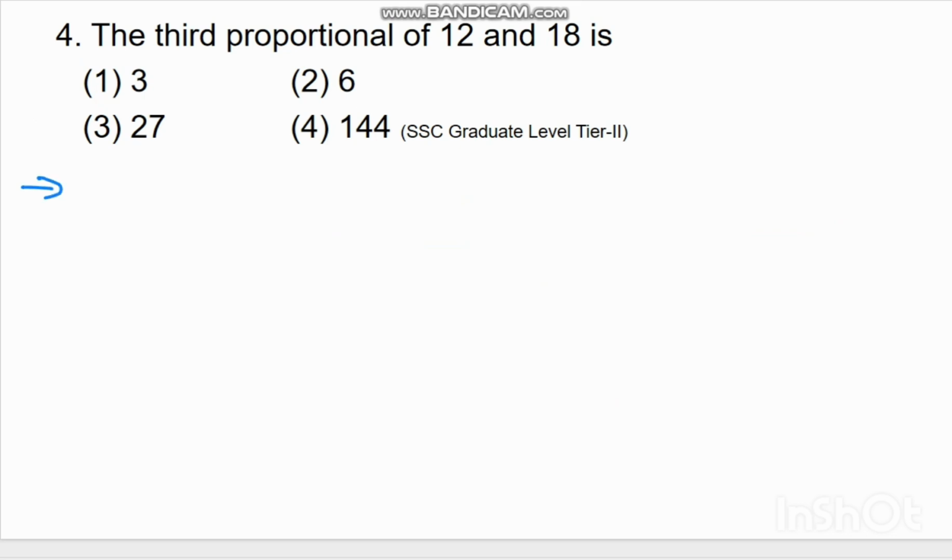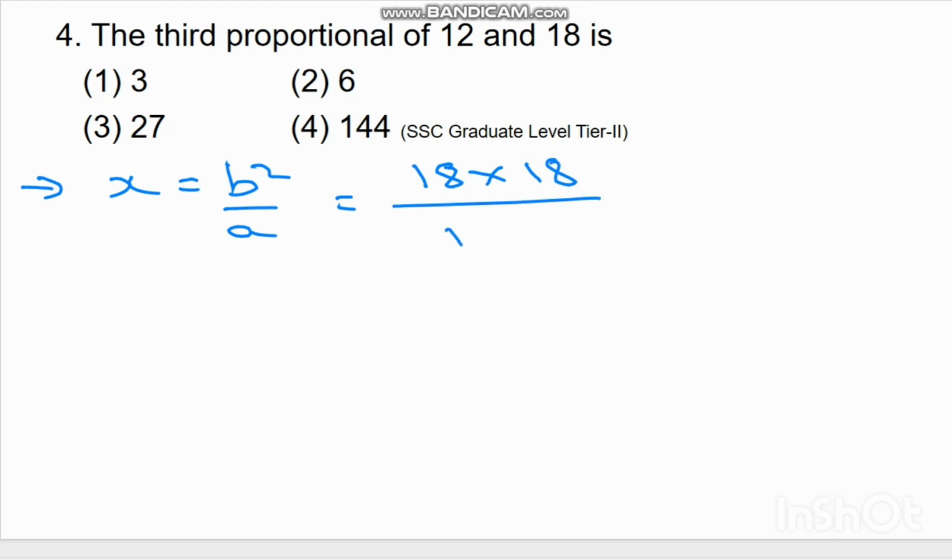Again, given here, the third proportion. So we know that the third proportion is nothing but x equal to b square by a. Here b is nothing but 18, so 18 into 18 by 12. 6 2s are 12, 6 3s are 18, 2 1s are 2, 9s are. So 3 9s are nothing but 27.